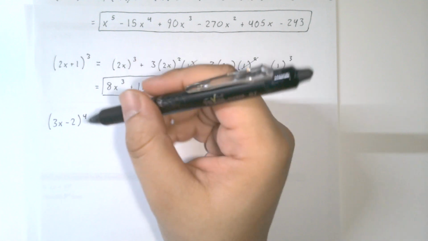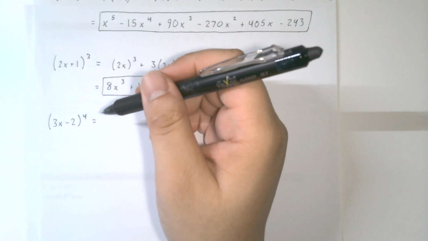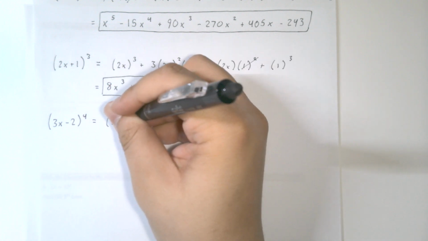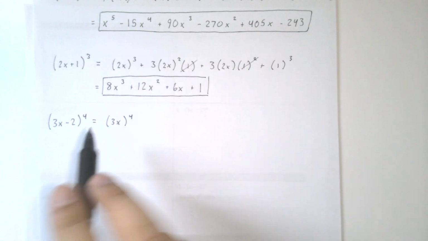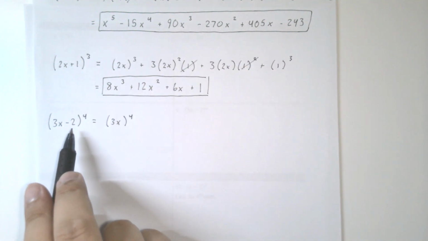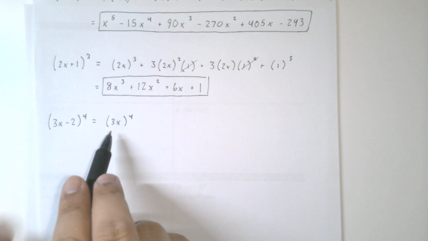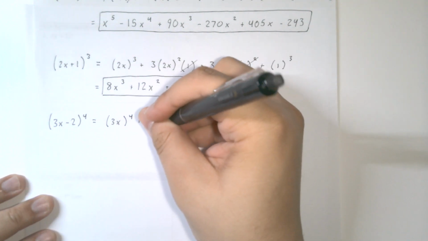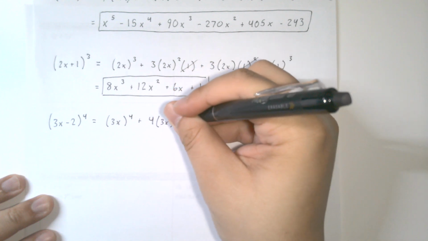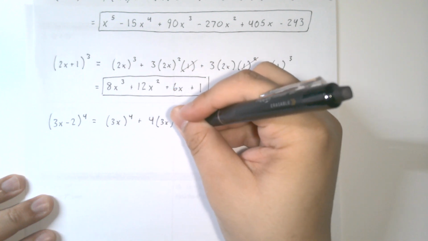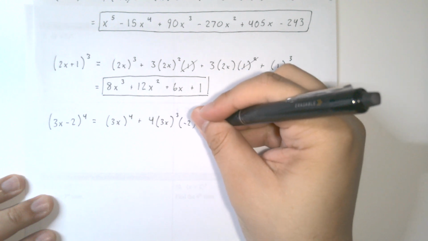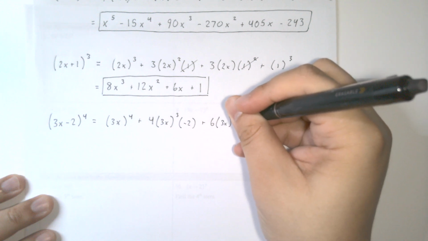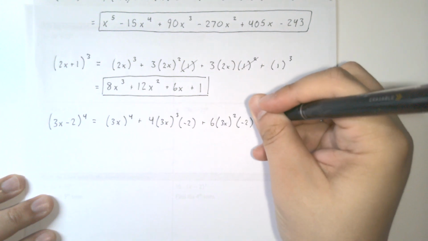And because we have a leading coefficient of 1 for the first term, that's going to be just 3x to the 4th. And we don't need to write the minus 2 to any power because that's going to be the 0th. So it's just 3x to the 4th. Next number we have is 4 times 3x to the 3rd, and then times negative 2. Next coefficient we have is 6. We have 3x squared, and now negative 2 is squared.